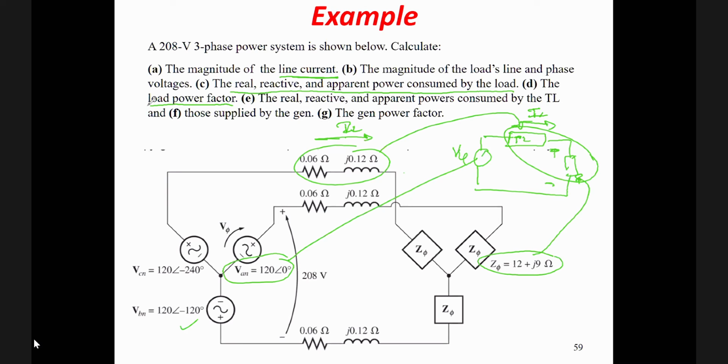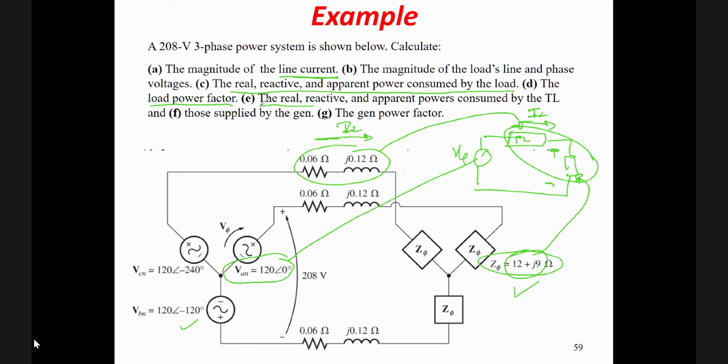Cosine of theta V minus theta I, where theta V is the angle of the voltage and theta I is the angle of the current. Or is there any shortcut to do this? Yes, it is the angle of the impedance. Good point. So you can convert this from rectangular form to polar form, and the cosine of the angle of this impedance will give you the power factor.